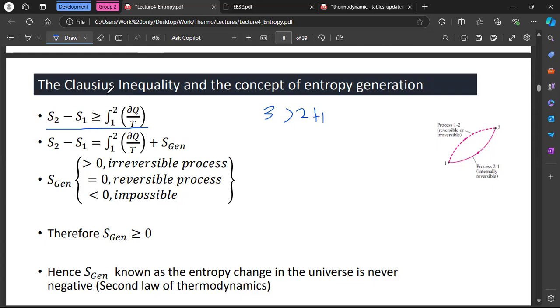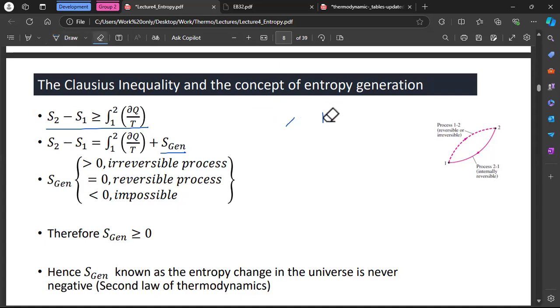Is that okay? And please mind you, the question said is less than and greater than or equal to, right? So 3 can be greater than or equal to that expression. So if I'm adding a term, then that's what we have here, S generated. So that's the amount of entropy that is going to be generated. Is that okay? Now, what we are saying is that S generated, if it is greater than 0, then it means we have an irreversible process.